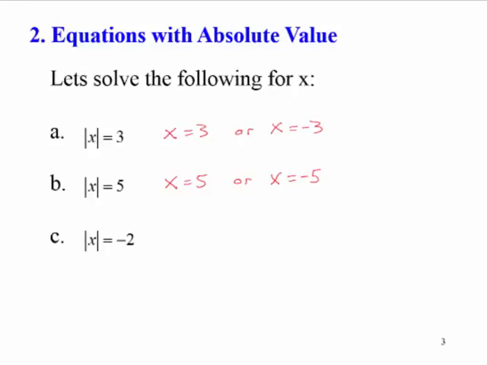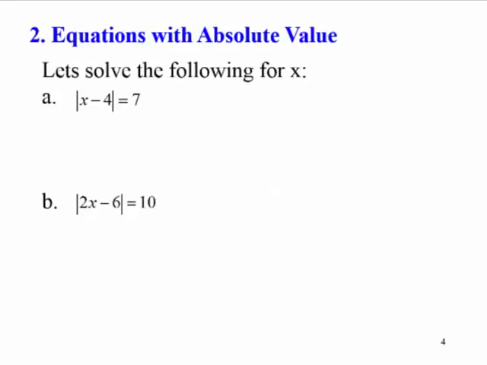Now, the absolute value of x is equal to minus 2 can't happen. No solutions. Because the absolute value is always 0 or positive, because it's the magnitude or the true distance from 0.